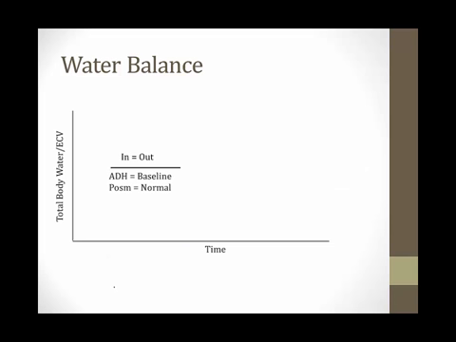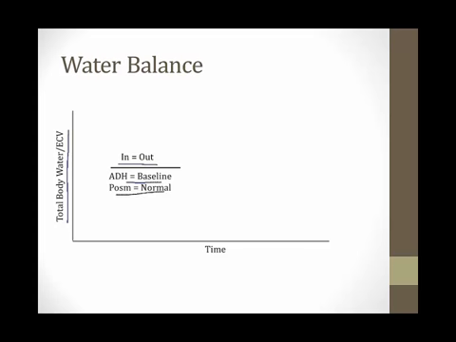To drill down on this further, let's take a look at the graph I've drawn on the screen here with time along the x-axis and total body water or effective circulating volume along the y-axis. And let's imagine that we begin at a point in time where the body is in water balance, so that water coming in equals water going out. The ADH level is at baseline and the plasma osmolality is normal.